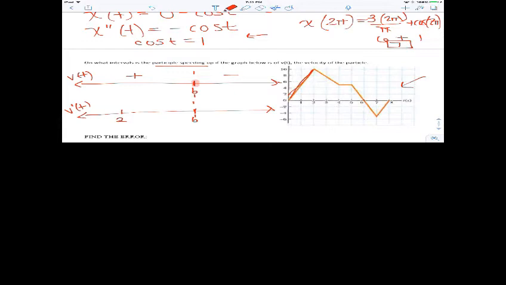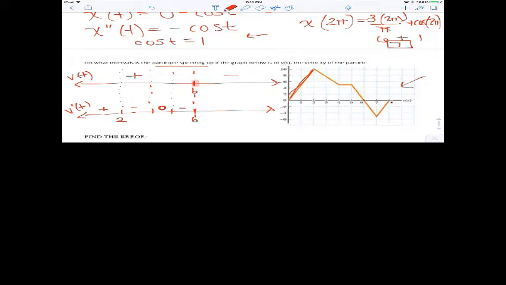So 0 to 2, we have a positive slope. 2 to 4, we have a negative slope. So again, I'm just marking those up. And then from 4 to 5, we have 0 slope here.